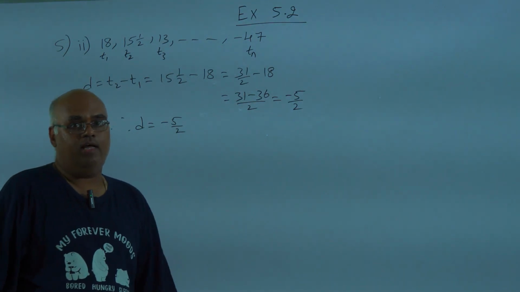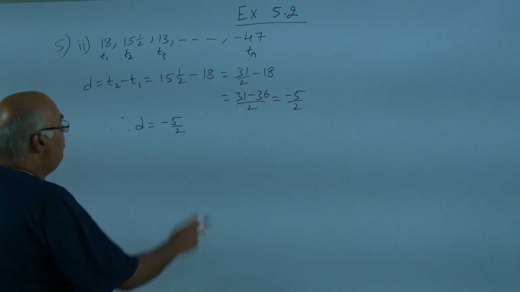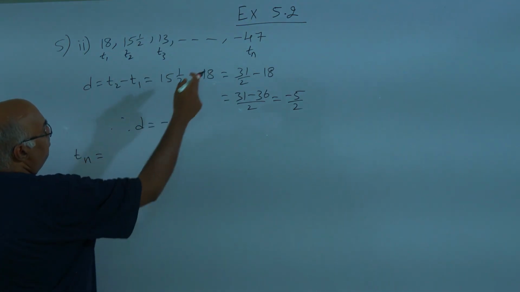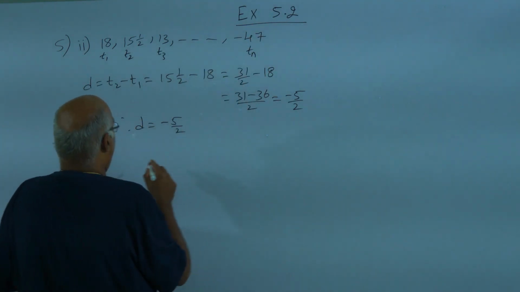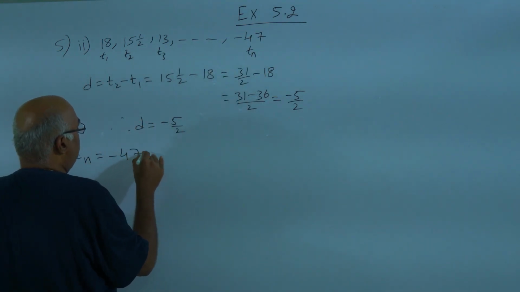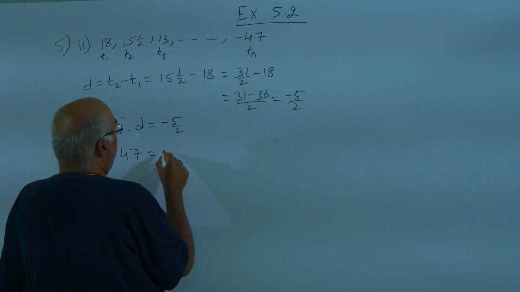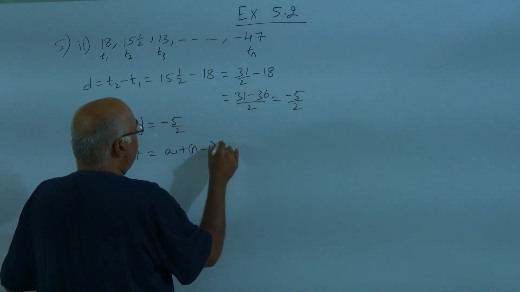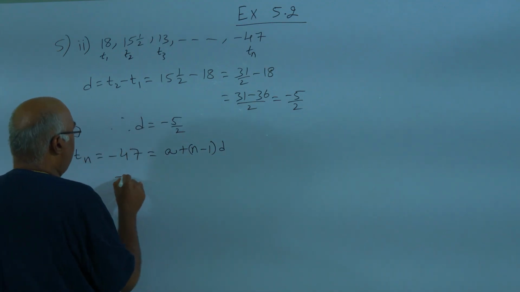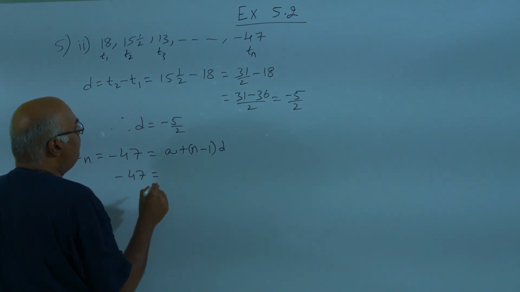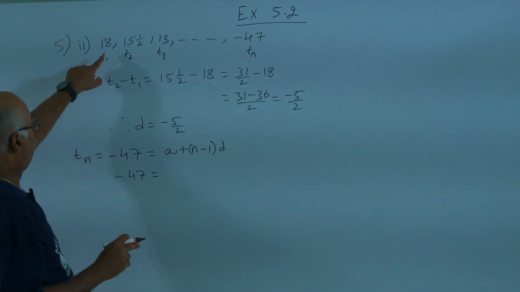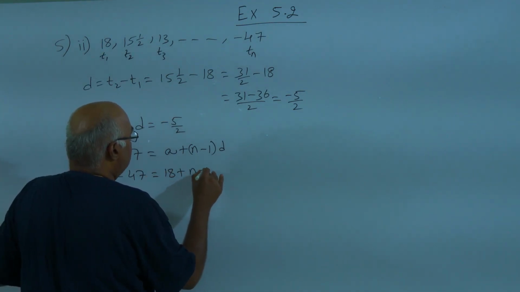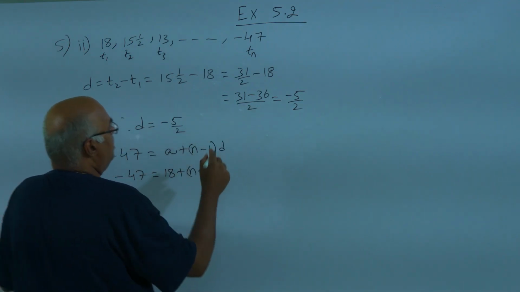Now we have to find the number of terms. So for that we will take Tn. We have assumed that Tn is equal to minus 47. So Tn is equal to minus 47. What is the formula for the nth term Tn? a plus (n minus 1) into d. So minus 47 is equal to a, which is nothing but the first term. The first term is 18. 18 plus (n minus 1) and the d value is minus 5/2.